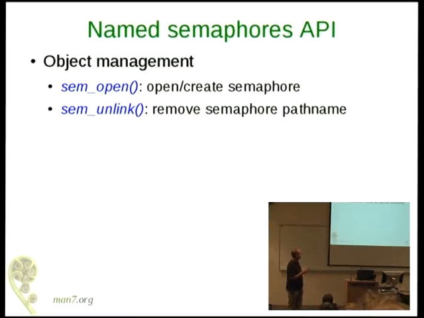That's unnamed semaphores. Named semaphores, again, this story starts to look pretty familiar here. Named semaphores look fairly similar to the POSIX APIs we've seen already. You've got an open call that says open and possibly create me an object. Unlink says get rid of the path name for that object.